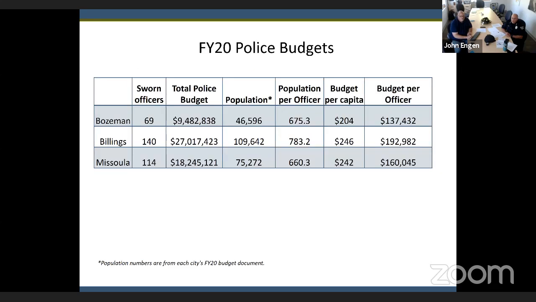So just as a comparison to some of our neighboring Montana cities and what their police department budgets look like compared to the city of Missoula. You can see the number sworn, total city budget, the populations, the population per officer, and the budget per capita, and then the budget per officer. So you can see that our city is in line with comparable Montana law enforcement agencies as a comparison to other police departments.